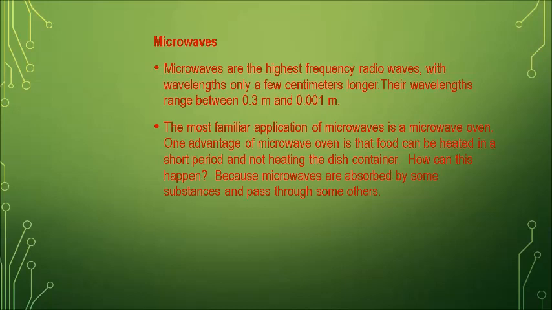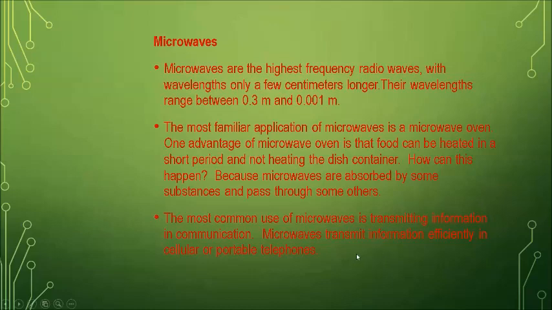So how can that happen? Because microwaves are absorbed by some substances, but they pass through some others. So, in the heating of food in microwave ovens, okay, what happened is that the microwaves are absorbed by the food, okay, and then causing the molecules of the food to vibrate, creating heat, di ba? So that's how it is heated, okay? And then they pass through the dish, kaya hindi nagiinit yung dish container, okay? The most common use of microwave, however, aside from cooking, is transmitting information sa communications din, okay?